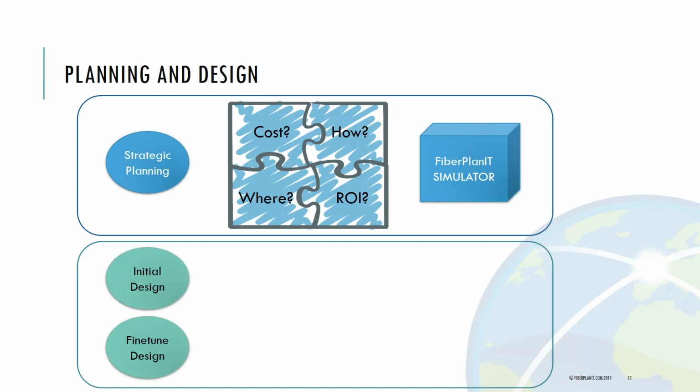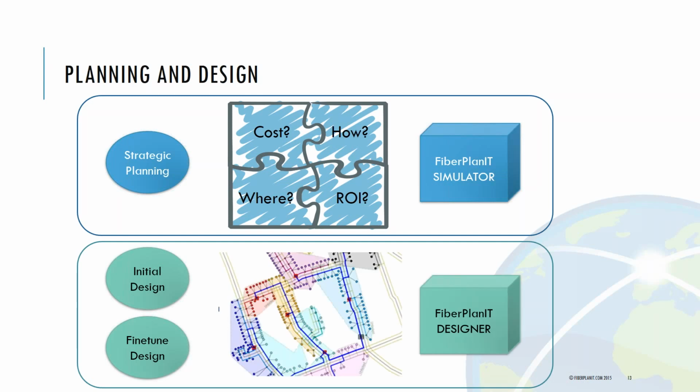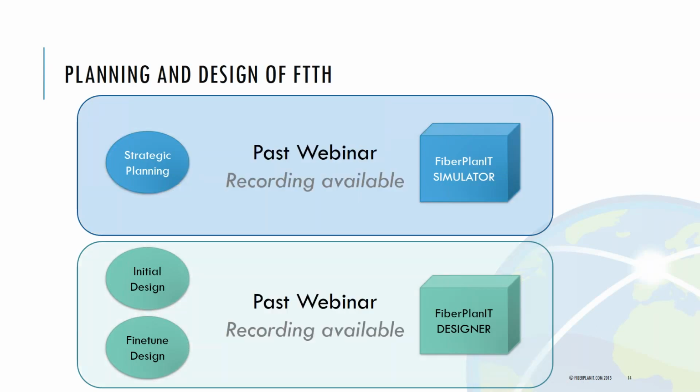So for the planning and design steps that we discussed earlier, on the strategic planning, answering questions like what is the cost, how to deploy, where to deploy, the FiberPlanIT simulator is the tool that supports this kind of decision making. When we move to the design steps, it's the FiberPlanIT Designer, another tool based on the same platform, that will assist in making these decisions. And as said before, we have specific webinars for the fiber to the home cases on both strategic planning and the design steps. If you're interested, we can always share those recordings.